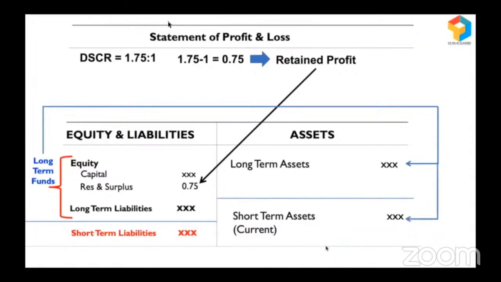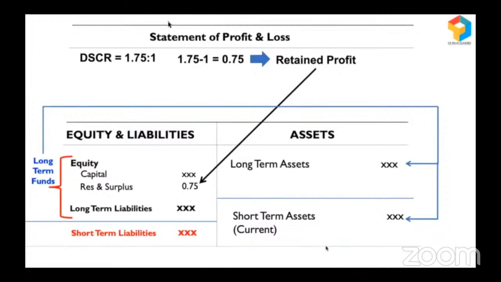Now try to link with our fund utilization principle. We said a portion of current asset should be funded by short-term funds and another portion should be funded by long-term funds. Because I marked it as ideal. Utilizing the long-term funds for creating short-term assets is ideal because that is going to relieve the business from liquidity pressure. So if a business is having a DSCR of 1.75, that 0.75 gets retained in the business.